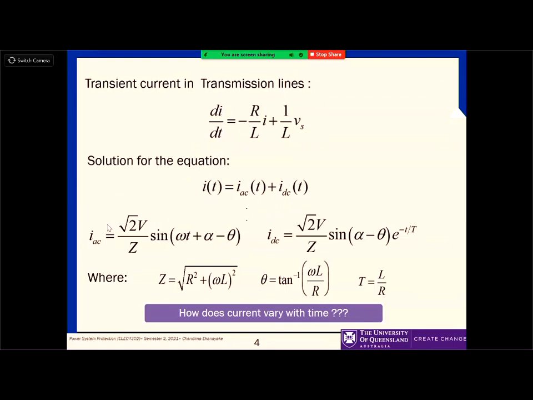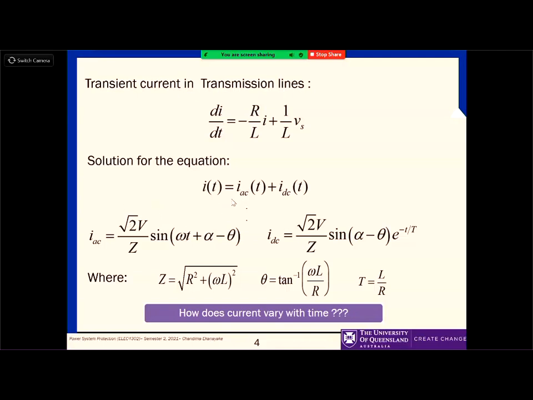And then that solution will give you the variation of the current, right? And then that current, you can see that there are two components. One is called the AC component, and the other one is called the DC component, which, the most important part is that it is part of an exponential function, which means this DC component is decaying with time. But the AC component is of steady magnitude, it's running throughout.